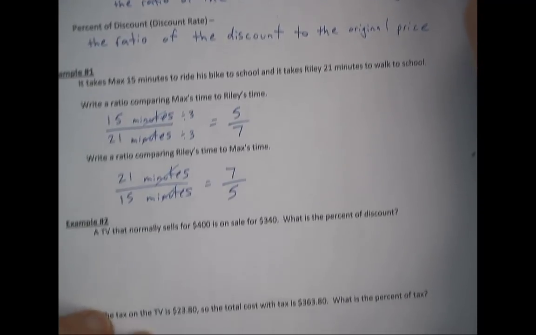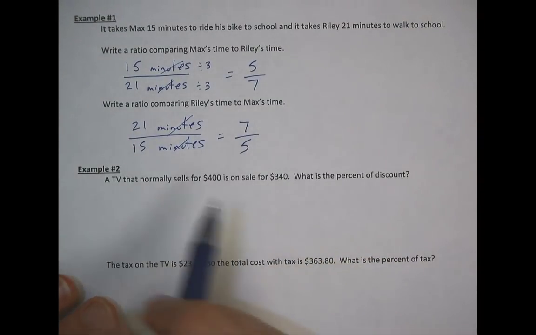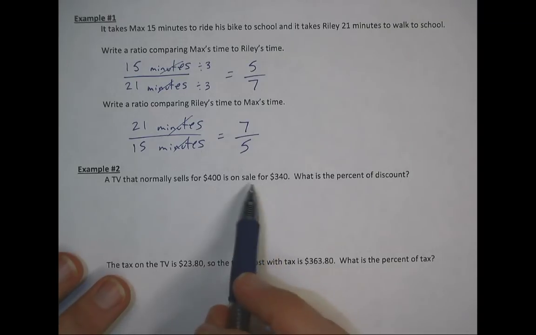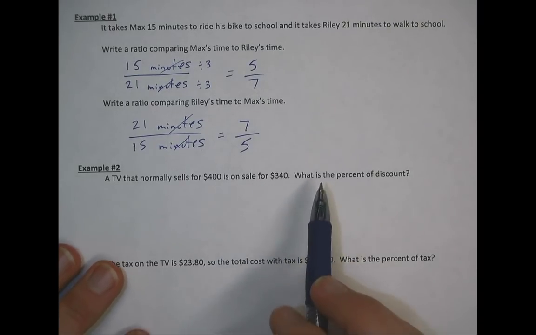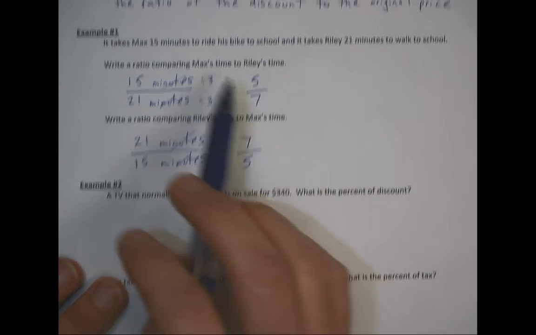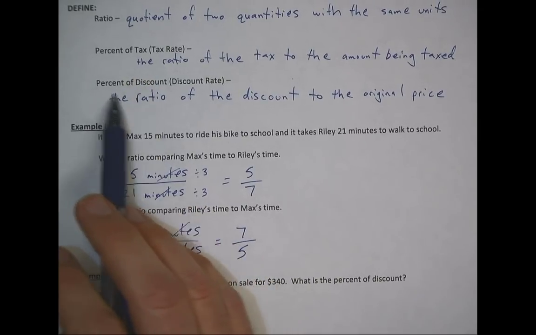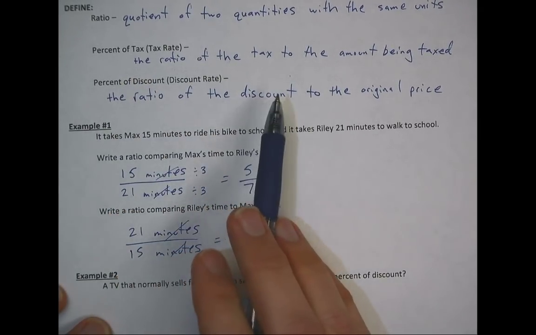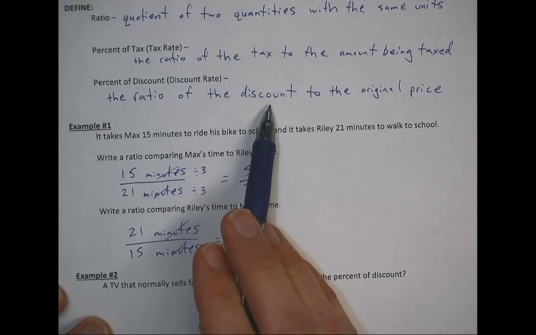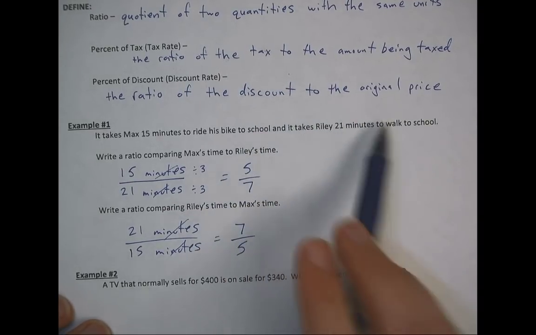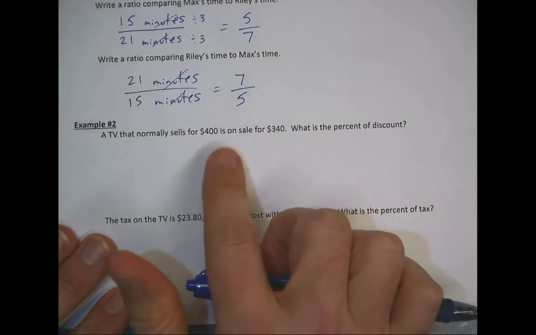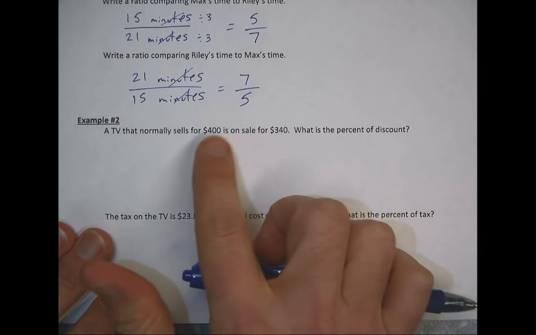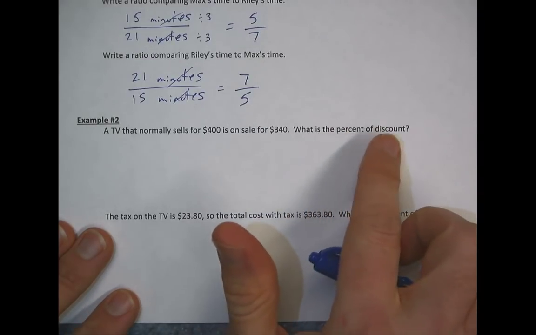All right, so example number 2 now. A TV normally sells for $400. It's on sale for $340. What's the percent of discount? If we go back and we look at our percent of discount, that's the ratio of the discount itself, the amount of money coming off the price, compared to the original price. So if I just grab these two numbers and try and set up a ratio, I'm already doing something wrong because we want to know the percent of the discount.